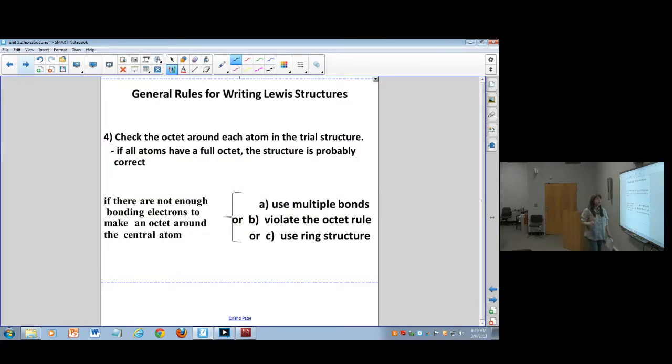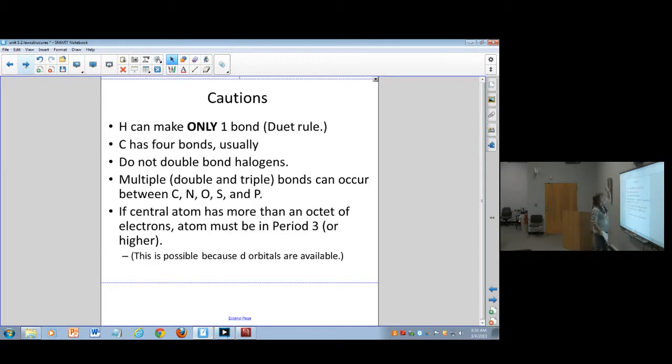Okay, so I just put this in here to tell you if you don't have enough bonding electrons to make an octet, it's very important to always make sure you're making an octet. You can do these 3 strategies. You can use multiple bonds, meaning double or triple, rather than just a single. We can violate the octet rule under certain circumstances, which we'll look at later, and we can possibly make ring structures in order to make the structure valid under the Lewis dot theory.